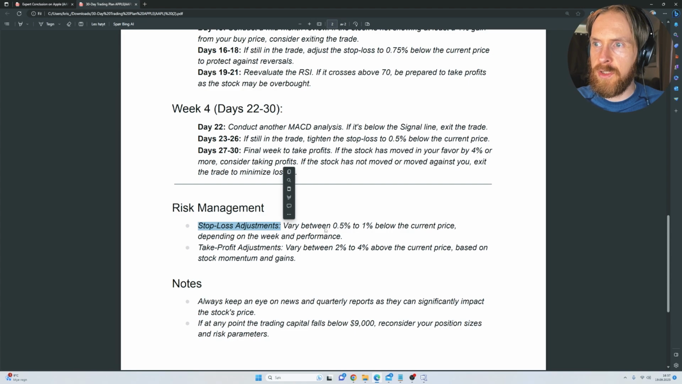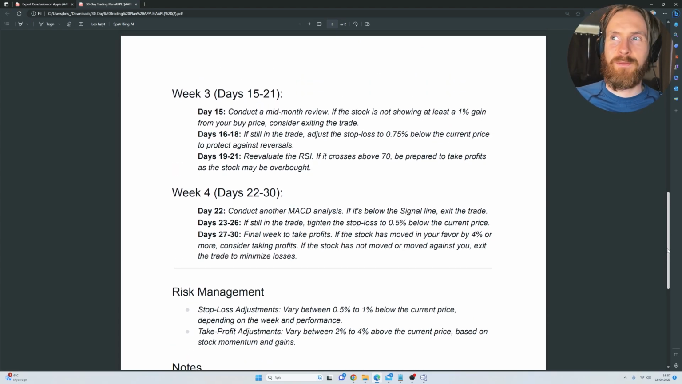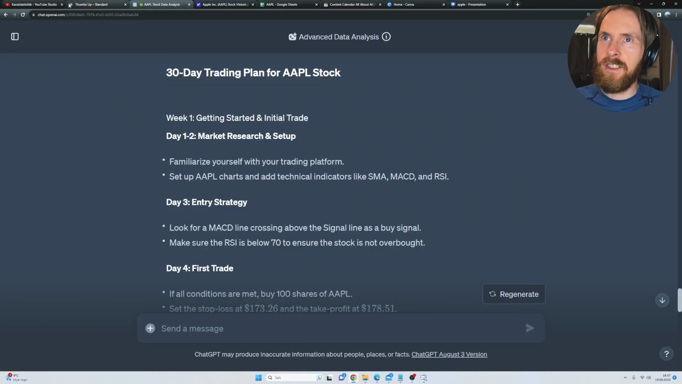The stop loss is going to adjust between 0.5% and 1%. And the take profit is going to be between 2 and 4%. So yeah, I was pretty happy with this. I kind of want to try it, but that's going to be with a very small amount, right? Just for testing. But we can also just leave it so we come back in 30 days to see how this worked out. But I just wanted to show you.